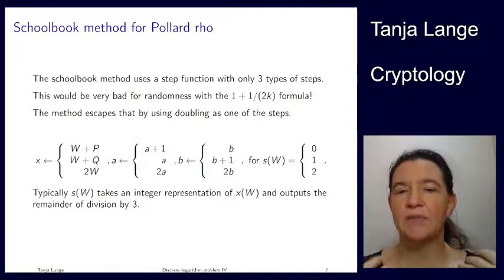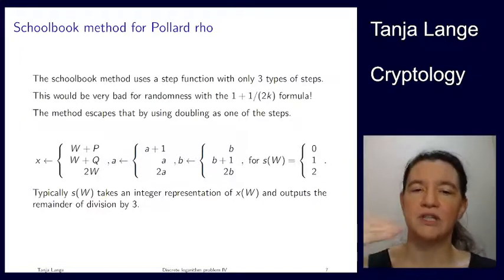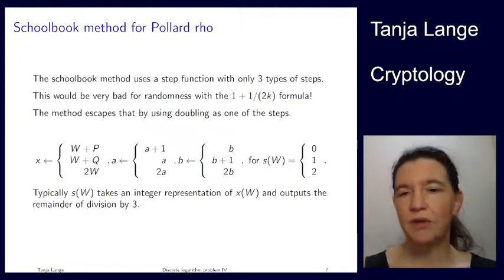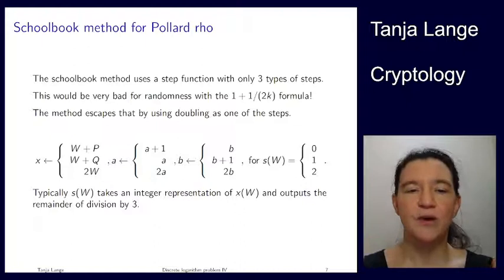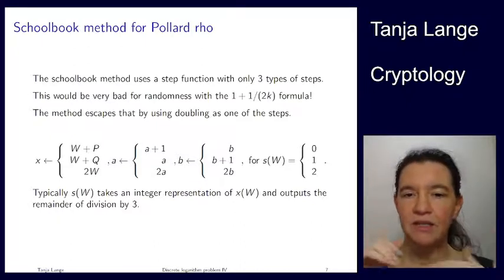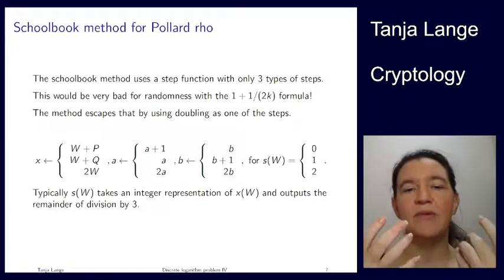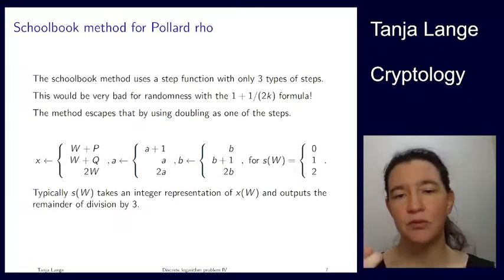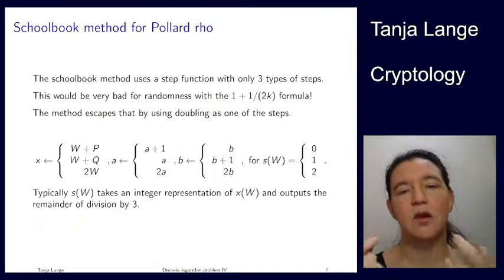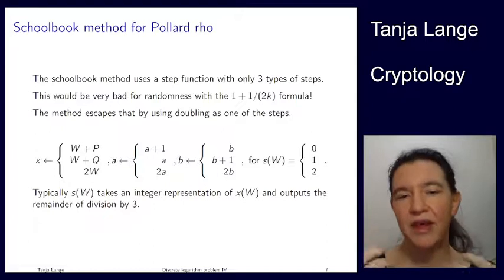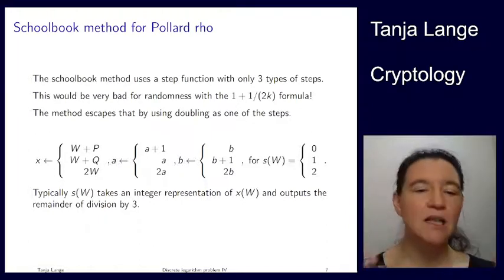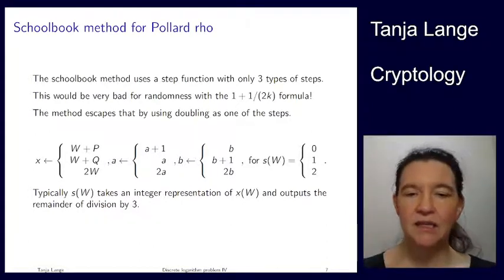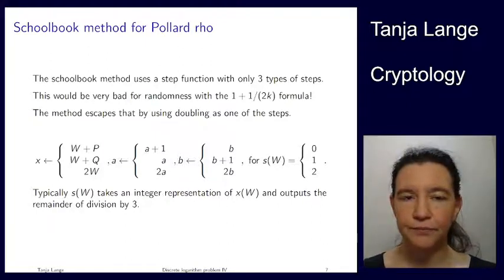And if you look at what happens with the scalars, okay, if you just add P, we're increasing a by 1, and b remains the same. If we're adding Q, a remains the same, and b increases by 1. And when we're doubling the point, then we're doubling both of the scalars, so we're getting 2a and 2b. And this combination of the doubling with the other steps means it's still okay. It is still a relatively weird thing. It's not what we would normally be doing.